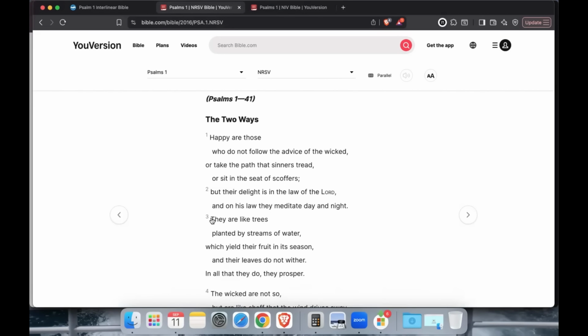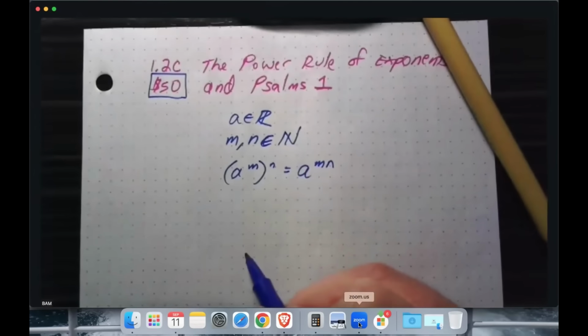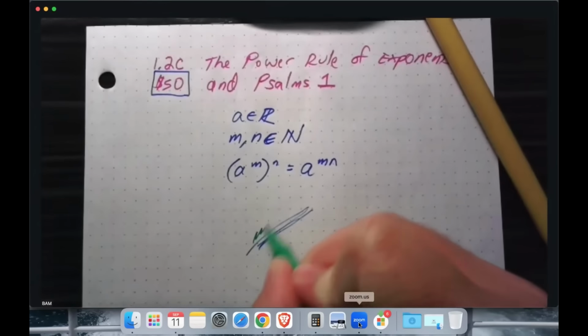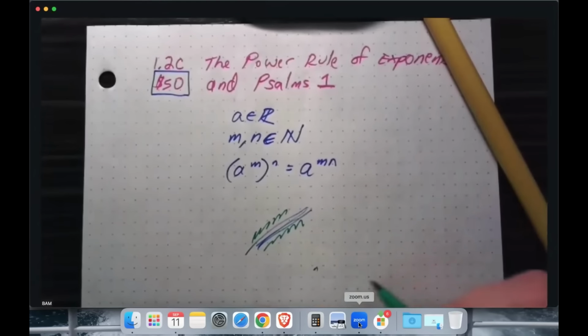So I want to focus on verse 3. They are like trees planted by streams of water. If you've ever seen a stream or a river, next to the river there's usually a lot of vegetation. And further away from the river, there's less, especially if you're in a deserty kind of area.